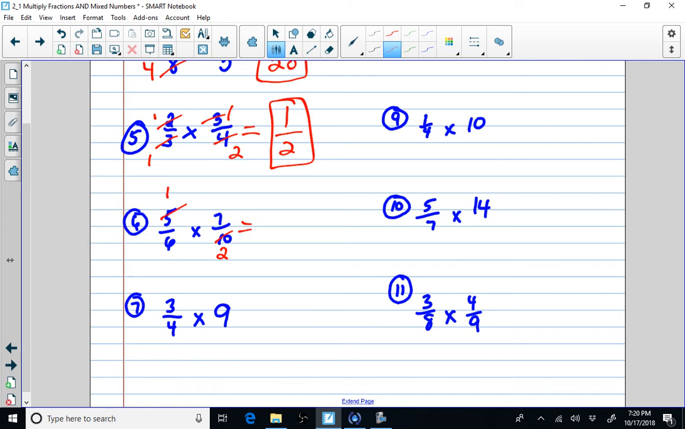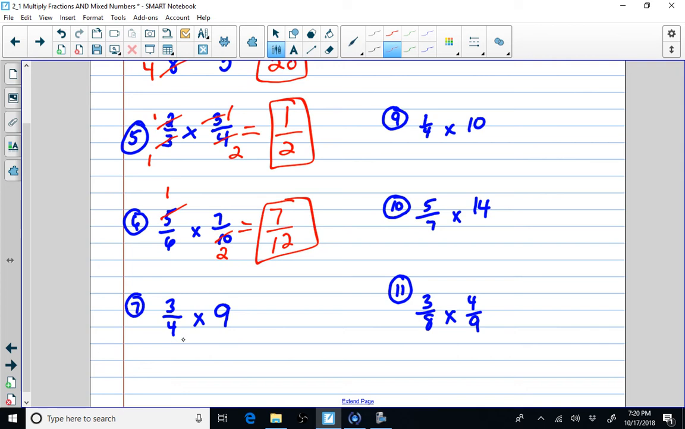Now we're ready to multiply. Numerator times numerator. 1 times 7 is 7. Denominator times denominator. 6 times 2 is 12. Right? And my fraction is going to be in simplest form, 7/12, because the greatest common factor of 7 and 12 is going to be a 1.